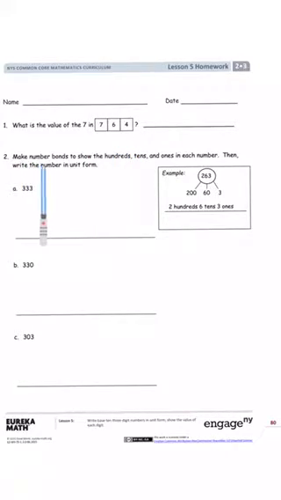Number 2, make number bonds to show the hundreds, tens, and ones in each number. Then write the number in unit form. So for example, they have the number 263. So the number bond, just like we saw earlier, was 200. The 6 represents 6 tens, which is 60, and the 3 represents 3 ones. So really the number bond is going to show us that breakdown. And then the unit form is pretty much just talking about it and writing that on the line. How many hundreds, how many tens, how many ones. So use this as a guide to help you with each of these 3 numbers.